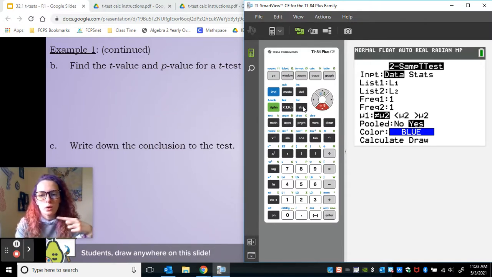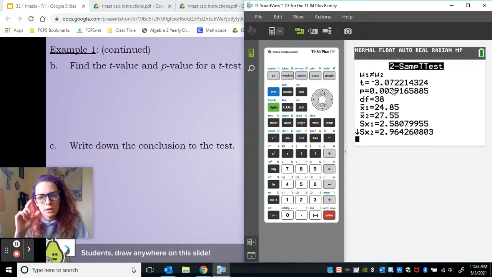The pooled line will always be automatically defaulted to no, but we want to change it to yes. And we're saying yes because we're assuming that this data is normally distributed. So we're going to say yes to pooling. Color doesn't matter because we're just going to go down to calculate.